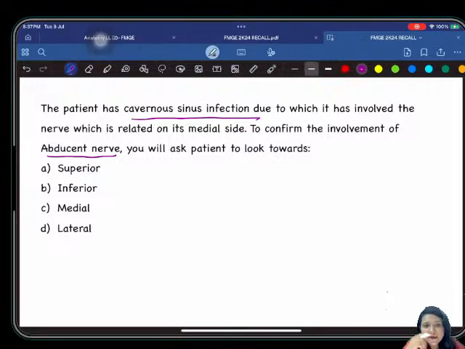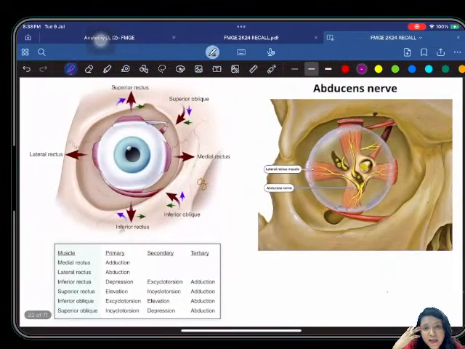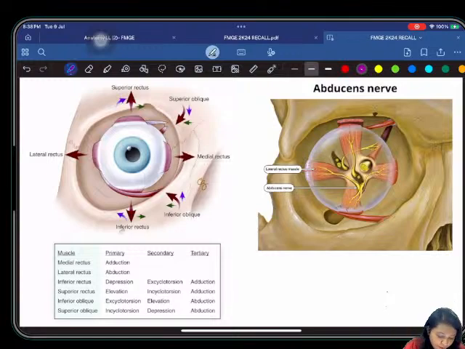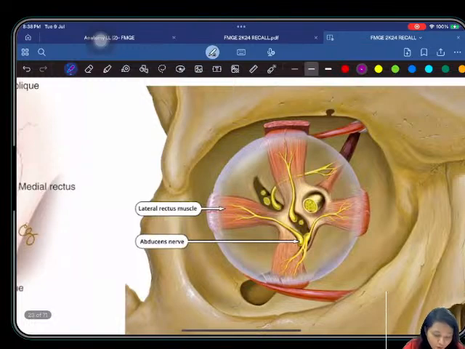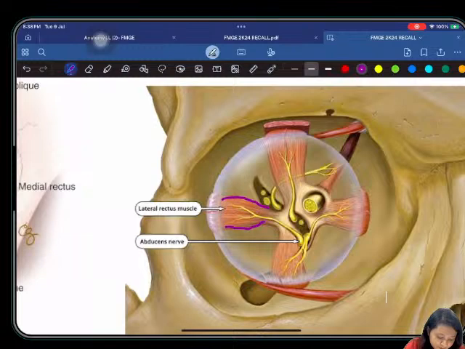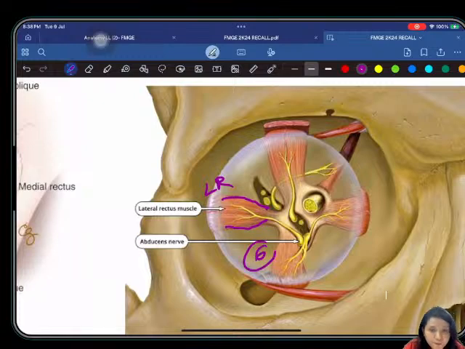So before attempting this question, let us see about the abducens nerve supplying the recti of the eye. You know that this is the eyeball, and this muscle is the lateral rectus muscle, which is supplied by the sixth cranial nerve, that is the abducens nerve.